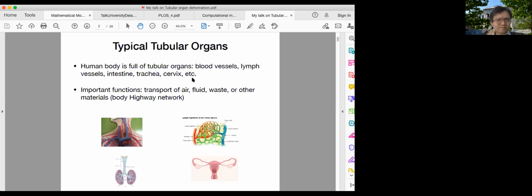In this talk, I just show you two tubular organs, the trachea and the cervix, as examples of tubular organs. For the trachea, it's easy to swallow because the inner layer of the trachea is very, very soft and can accumulate water there. There is a disease called angioedema.